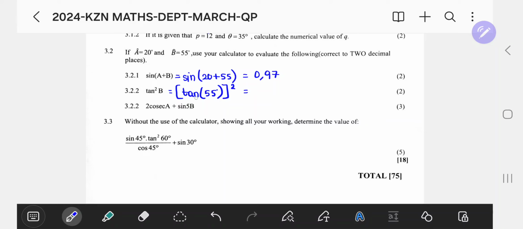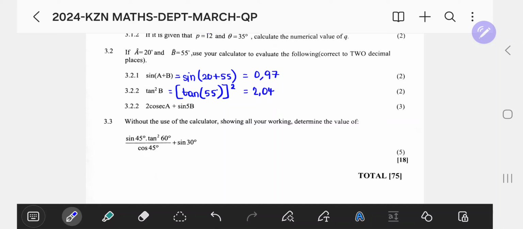Open a bracket, press tan. So when you press tan, tan automatically opens up a bracket. You'll fill in the 55, close the bracket for the 55, close another bracket, and then square it. Once you do that, you should have 2.04.